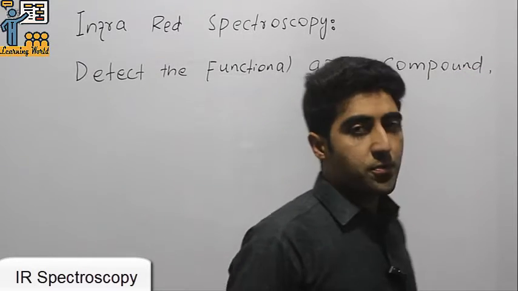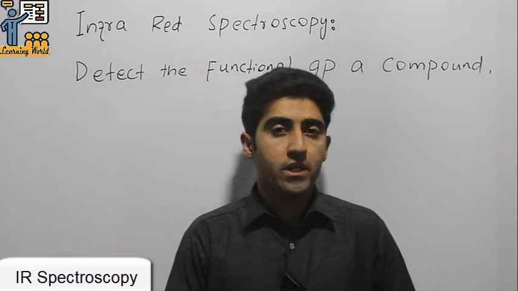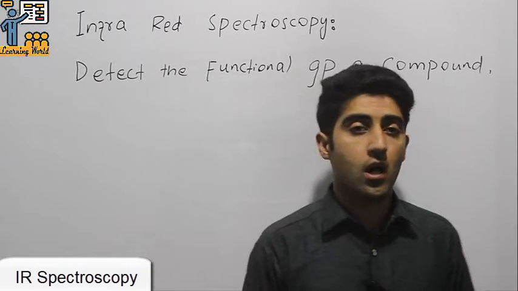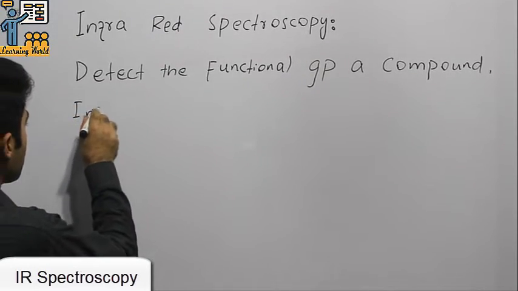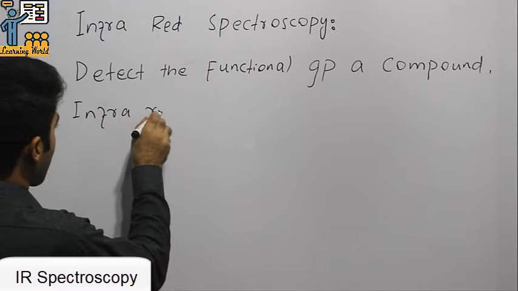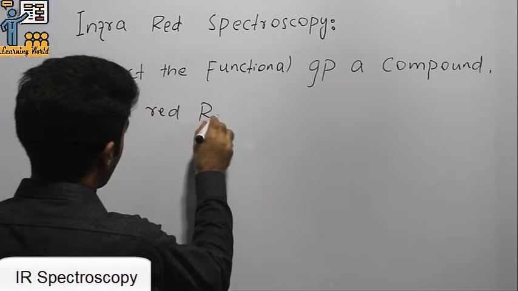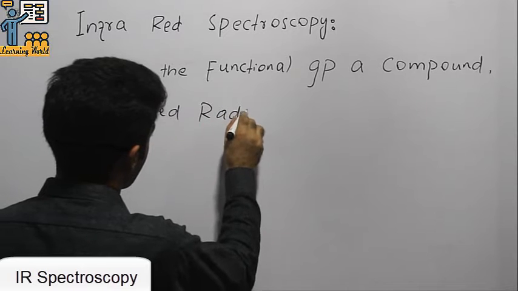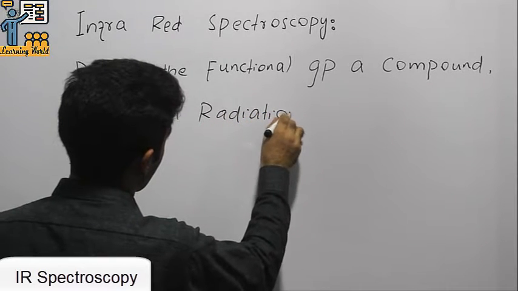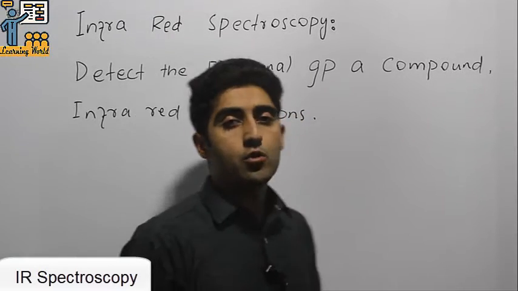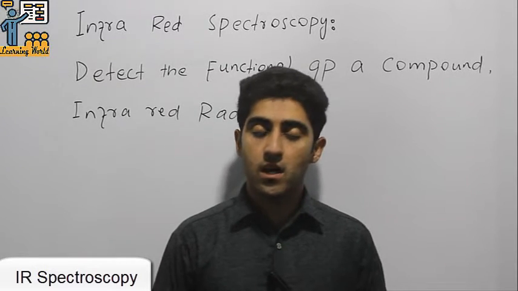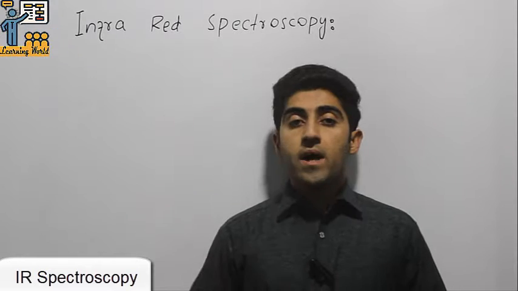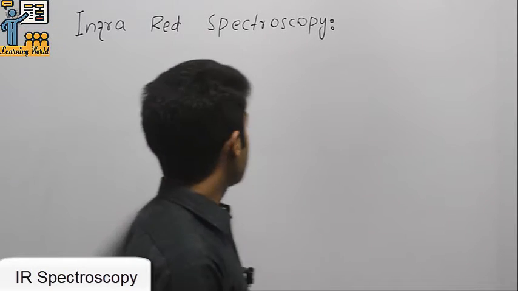Here in IR spectroscopy, in place of electromagnetic radiation, IR radiation is used. Infrared radiation is used on a sample in order to detect the functional group of a sample or compound. For example, formaldehyde.